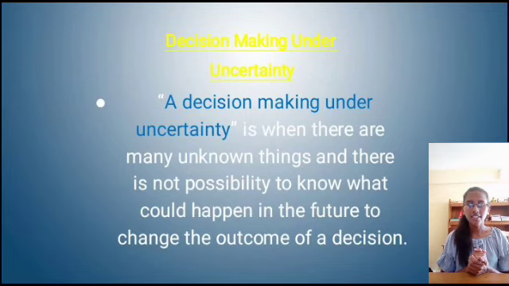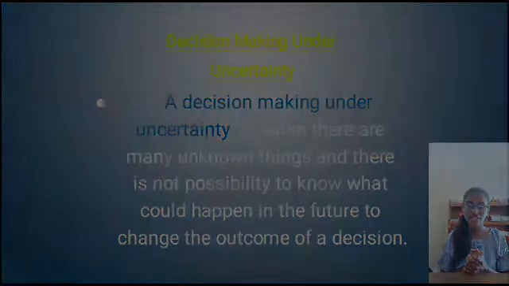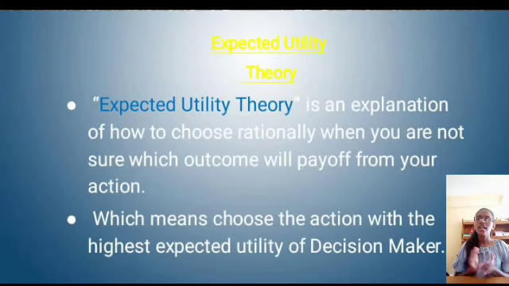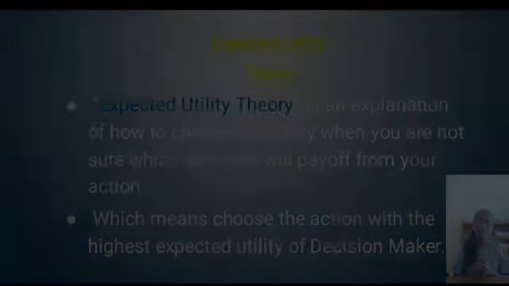Decision making under uncertainty. A decision making under uncertainty is when there are many unknown things and there is no possibility to know what could happen in the future to change the outcome of a decision. Expected utility theory. Expected utility theory is an explanation of how to choose rationally when you are not sure which outcome will pay off from your action, which means choose the action with the highest expected utility of the decision maker.